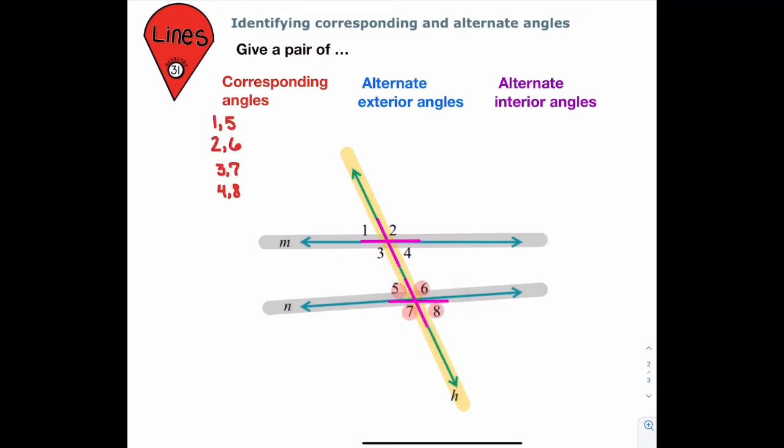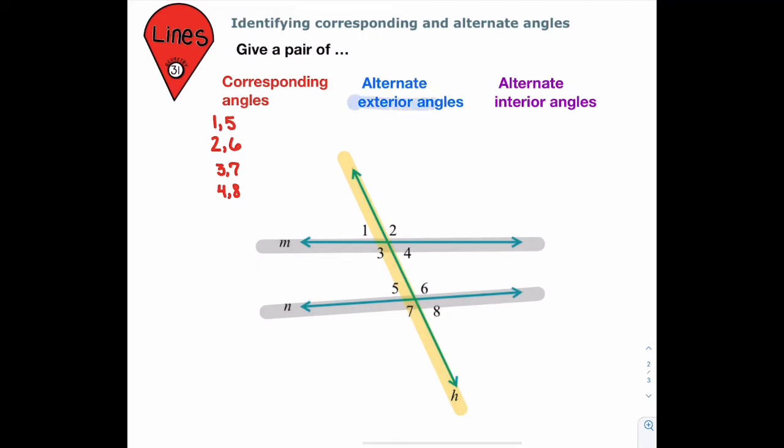Next, let's find alternate exterior angles. Let's begin with the definition of an exterior angle. So exterior angles are those angles on the outside of those gray lines. So angle 1, 2, 7, and 8 are on the outside of the gray lines. So those are exterior angles. So those are the only ones that we could use for alternate exterior.